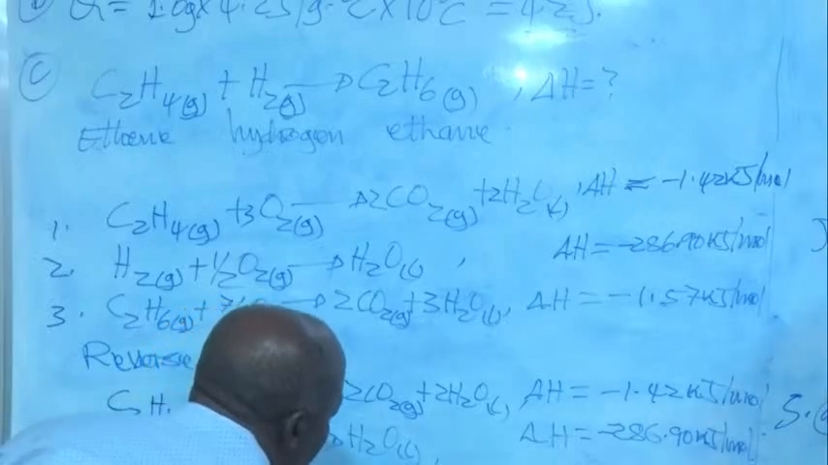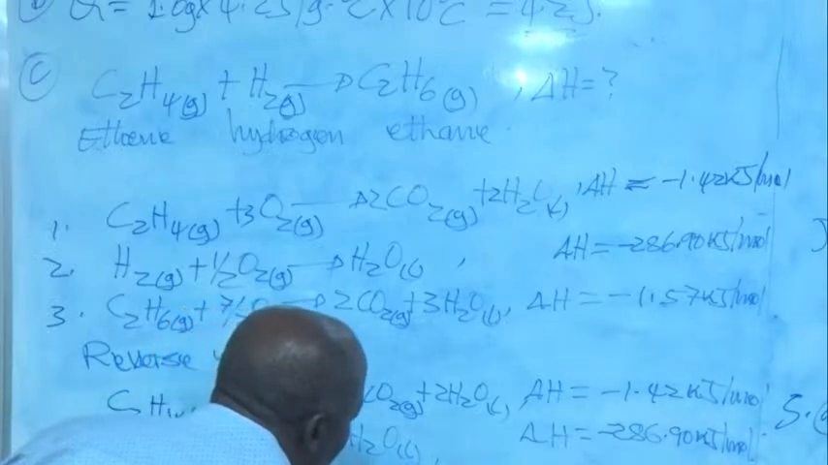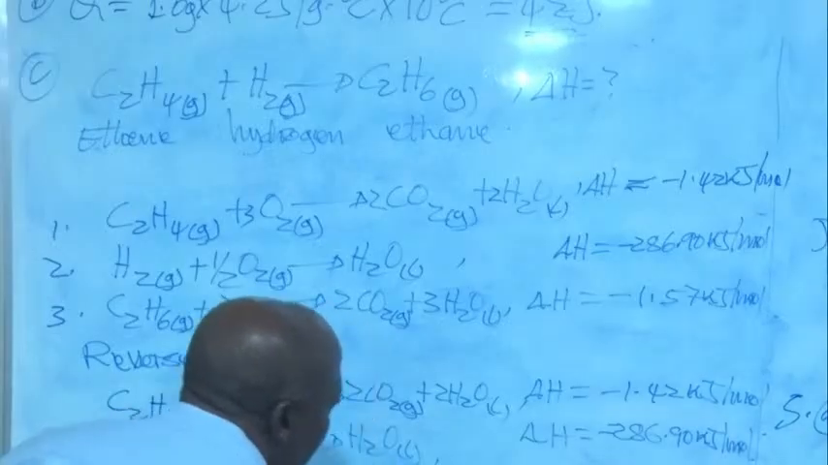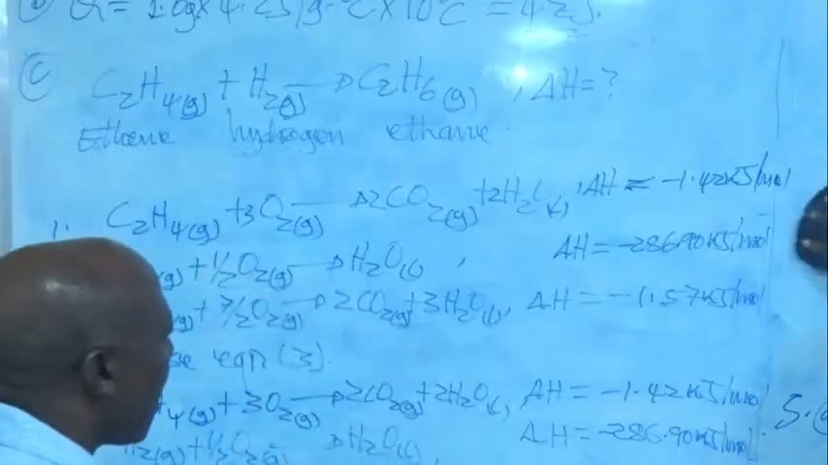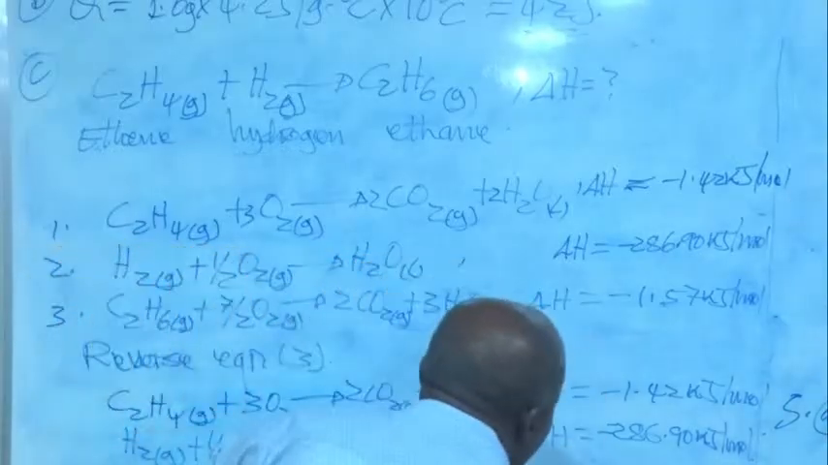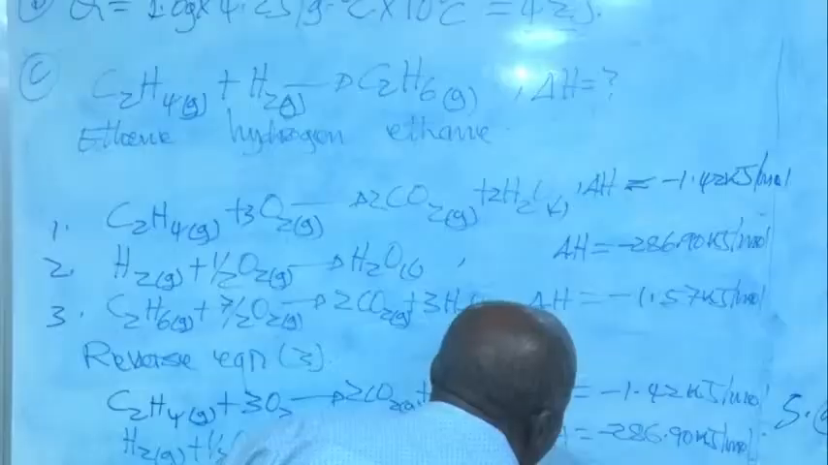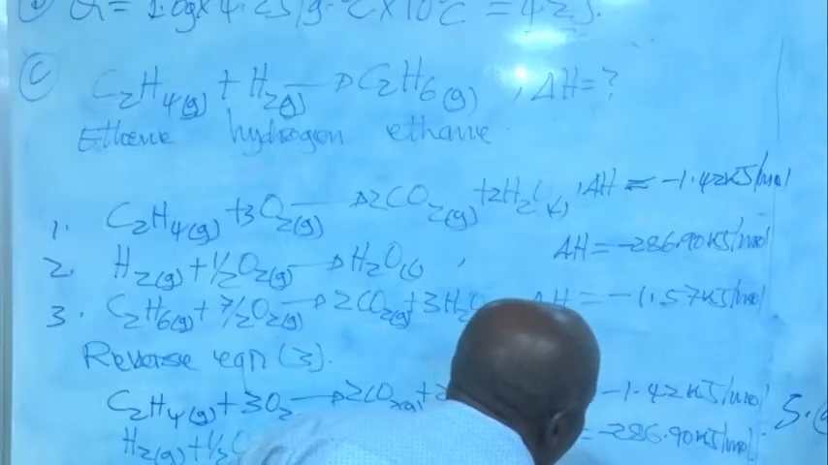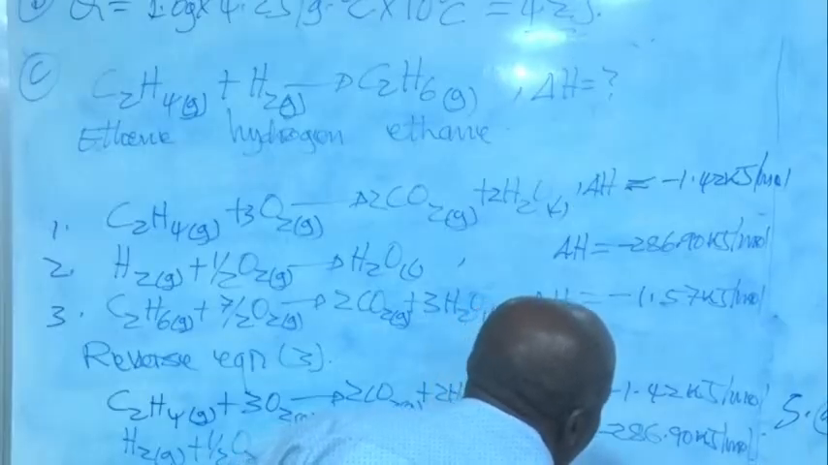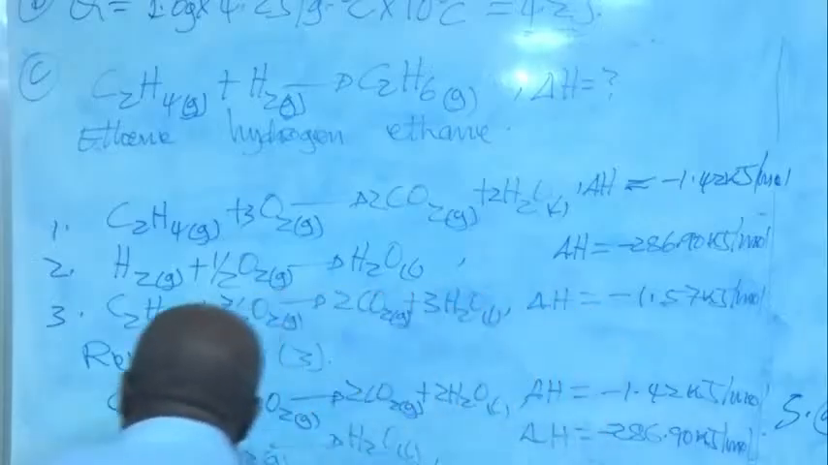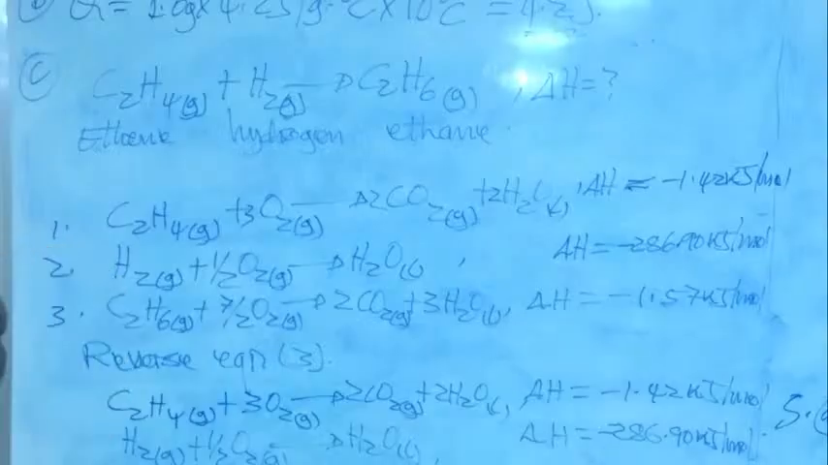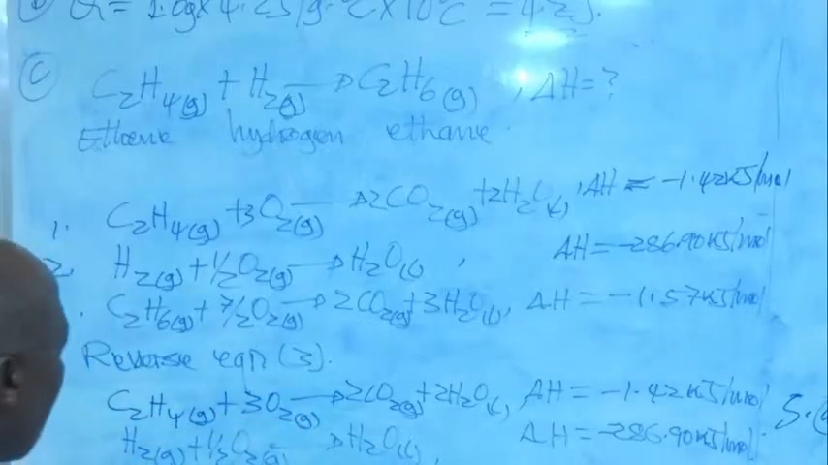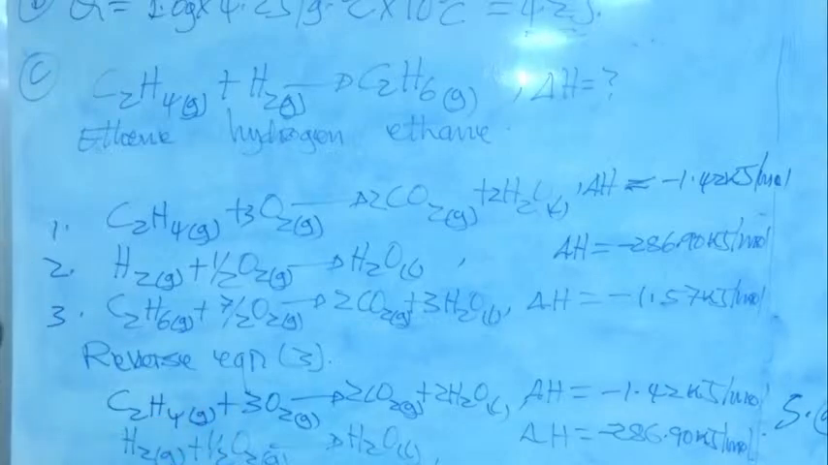Plus 3.5, that is 7/2 oxygen gas. Then because we have reversed the equation, now this sign will change and they become positive 1.57 kilojoules per mole. Now after that, we add our three equations. Then we cancel out those items which appear on both sides and also in the appropriate number.